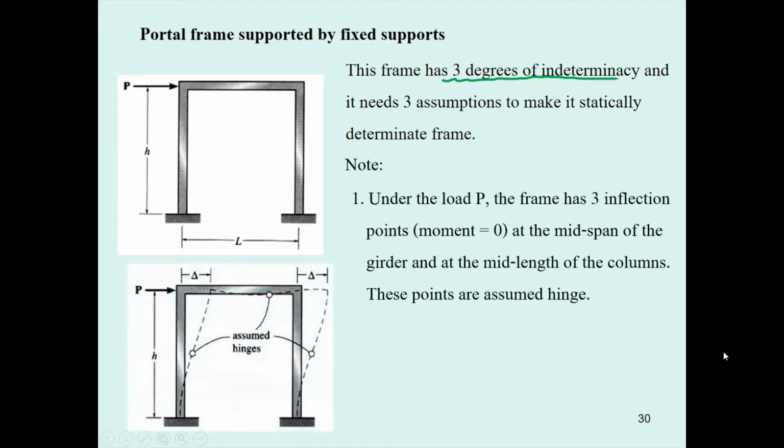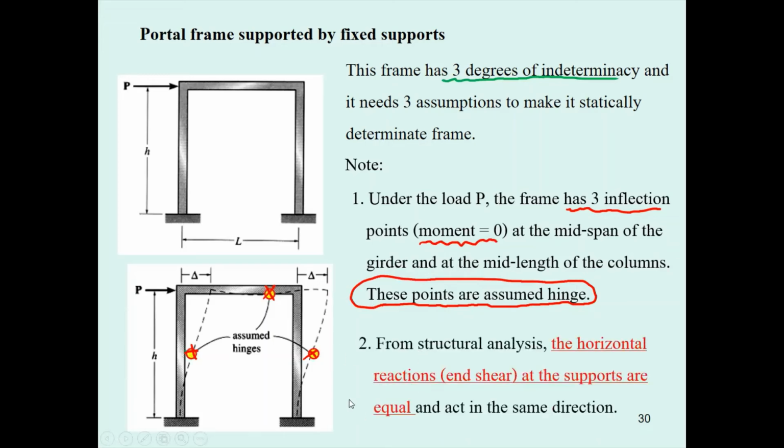Draw the elastic curve, and then you can see we have the inflection points that we have studied before from the elastic curve, three of them. One is at the mid length of the beam, another at the mid height of the column, and then you have three inflection points, the points that have moment equal to 0. So you can assume these 3 points as hinges. Now, you also can determine the end shear here. They are equal as before and act in the same direction.